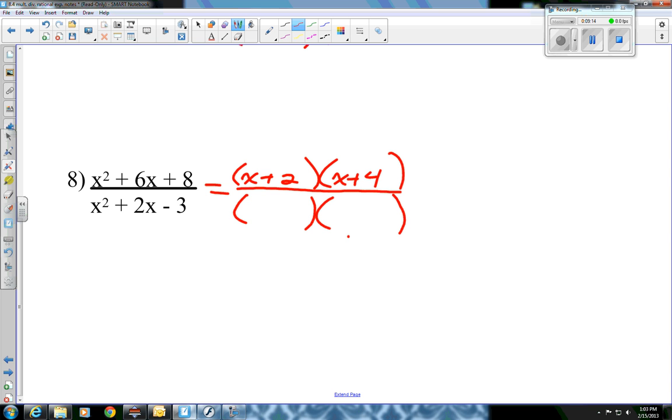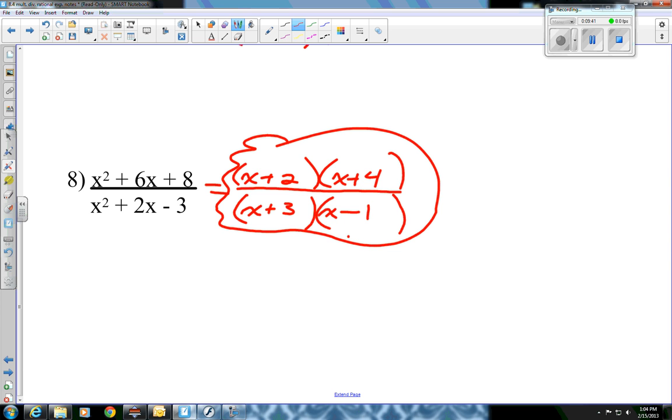Okay, how about the bottom one? X plus 3, x minus 1, because 3 times 1 is the only factors of 3, and the 3 has to be positive. Anything common to top and bottom? Oh, no. I want you to just write them in that form.